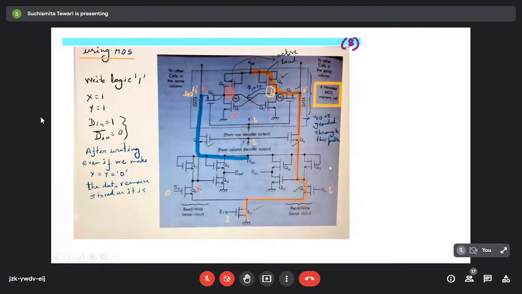The chip select is actually not shown here in this particular design. It is not shown. So it is given here. Now this one is 1.